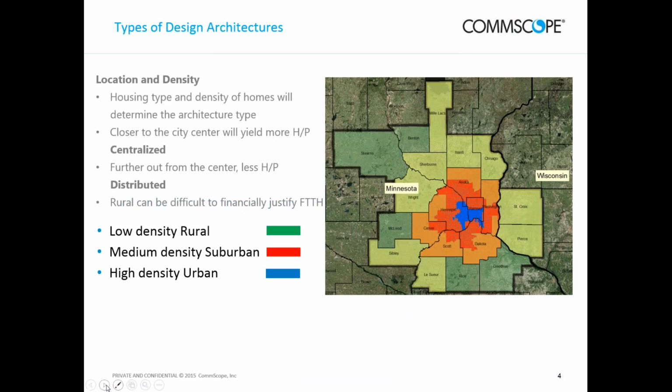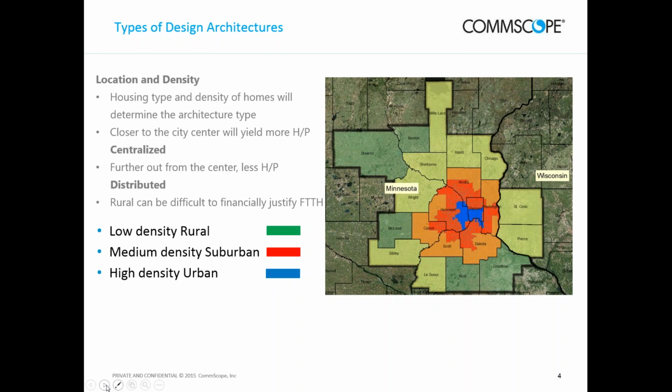So when we talk about architectures, or fiber to the home architectures, it's important to note that there are certain things that drive that decision. Certainly the housing type and density of the homes is going to determine the architecture type. That's probably the most important thing. You don't want to spend more money building a network that's overbuilt to support a small serving area, obviously.